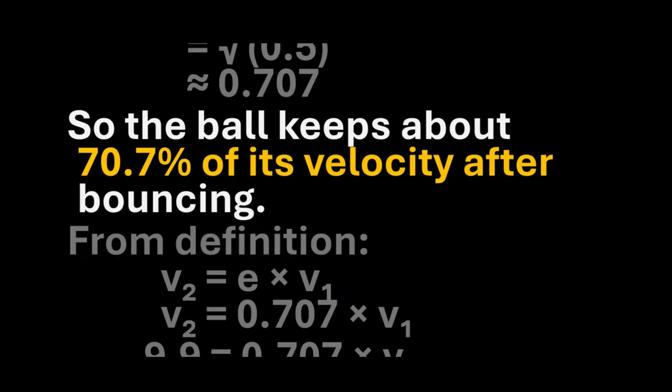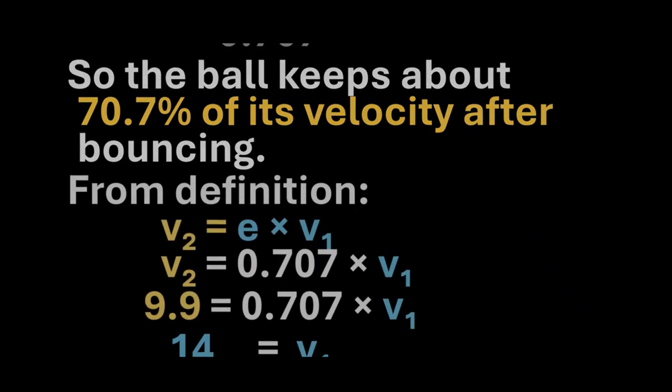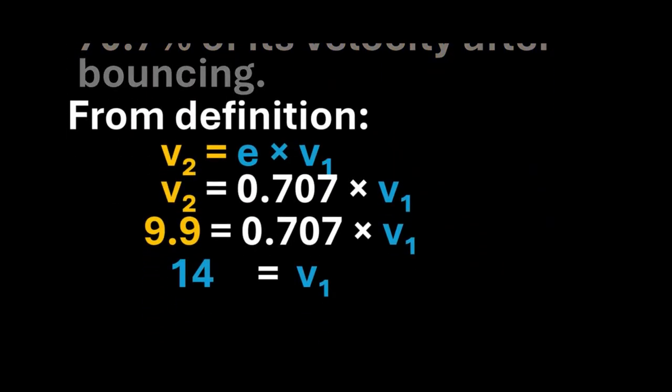Now, from definition, we have V2 is equal to E times V1, where V2 is 0.707 times V1. So V2 is 9.9. So 9.9 is 0.707 times V1, and therefore V1 is 9.9 by 0.707. It's approximately 14. Okay. Now, this is where we find out V2 using equations of motion or using work energy theorem. Okay.